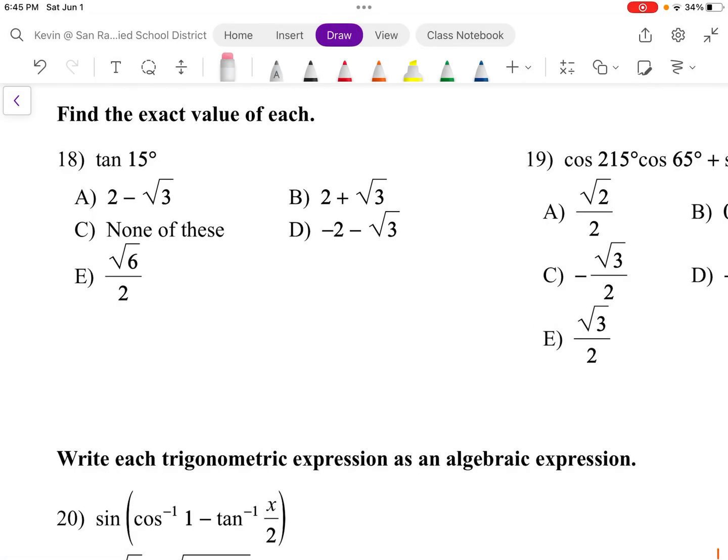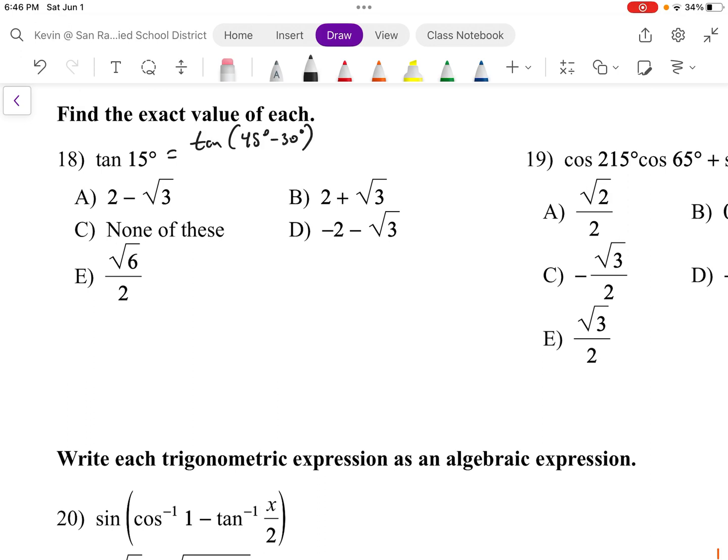Okay, for number 18 here, so we have tangent of 15 degrees, and we are not going to use the half angle formula because we don't have any of those square roots inside the square root. So that tells us that we're going to use the sum or difference of two angles, tangent of a sum or difference of two angles. In this case, since it's 15 degrees, the easiest way to do that would be to say tangent of 45 degrees minus 30 degrees.